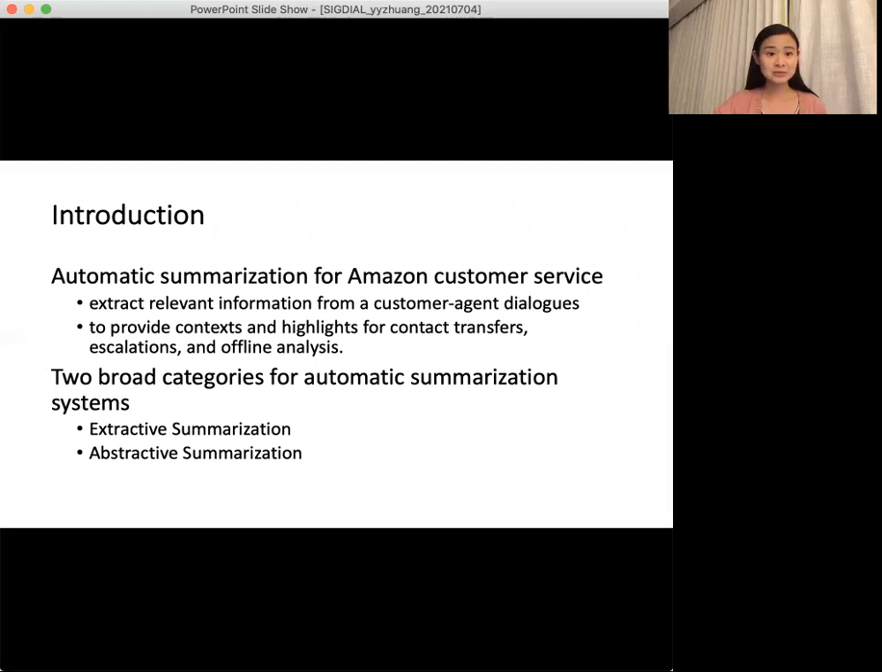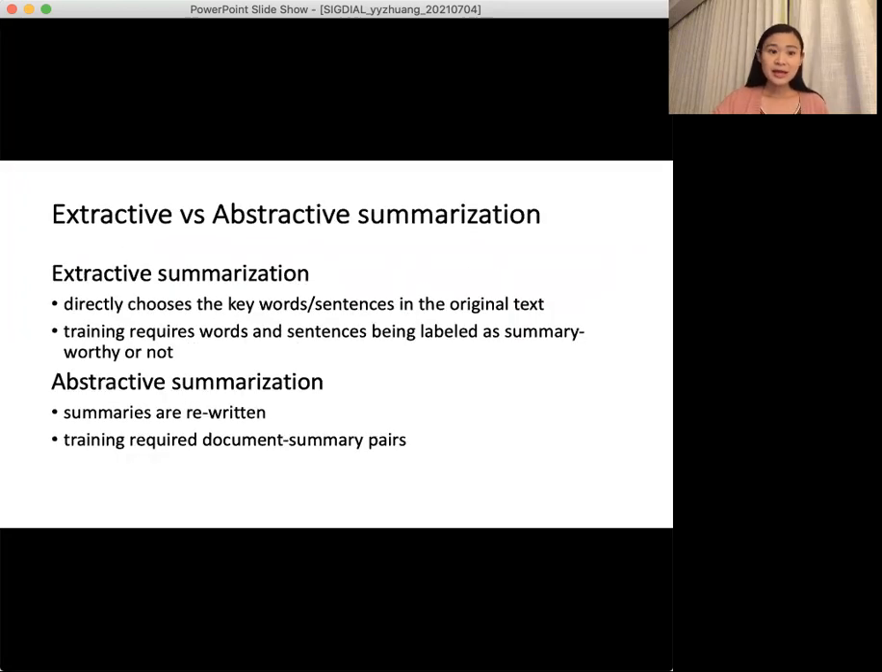Automatic summarization systems typically fall into one of two broad categories, extractive and abstractive. Extractive summarization directly chooses the keywords or sentences in the original dialogue to derive high-quality information. For extractive summarization, training requires sentences and words being labeled as summary-worthy or not. Unfortunately, such labeled data are not available in our use case because we don't know which sentences and words should be extracted from the original dialogue.